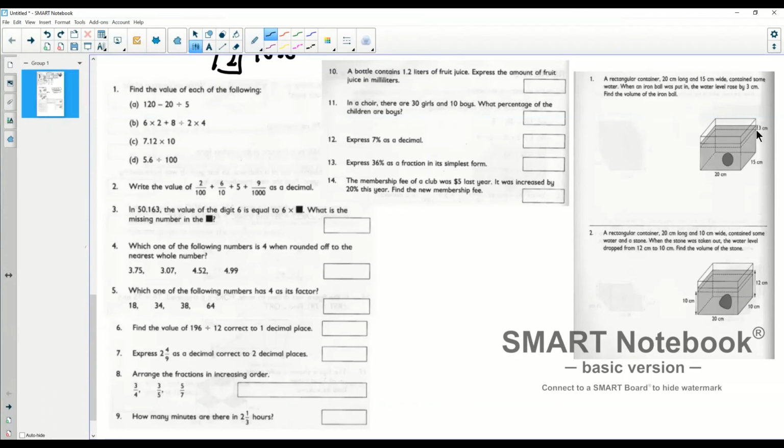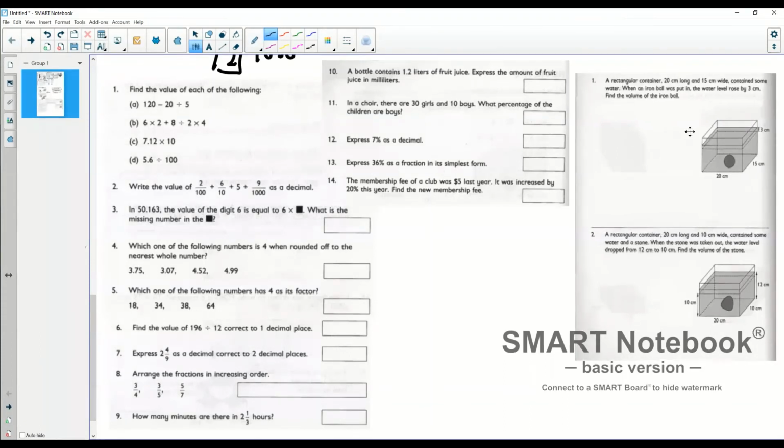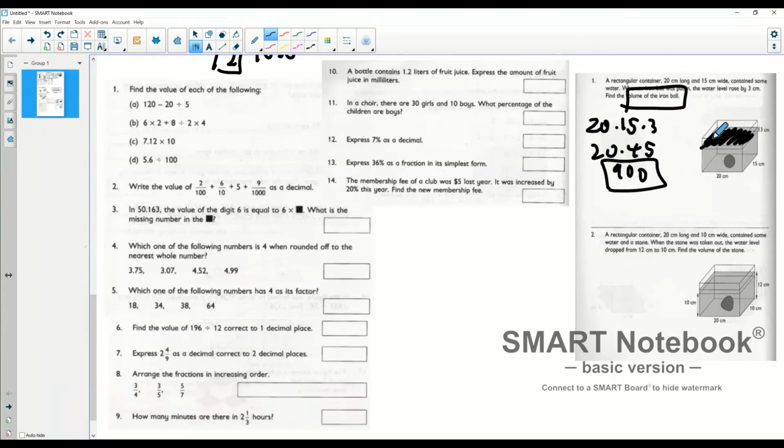So 20 by 15 by 13, the water level rose by 3. So how much water did it displace? Basically the amount of water just in that top layer, which is 20 times 15 times 3, which is equal to 45 times 20, which is 900. So the volume is 900, because the water only rises 3 centimeters in height, but the volume of the water that it rose can be used to count the rock.